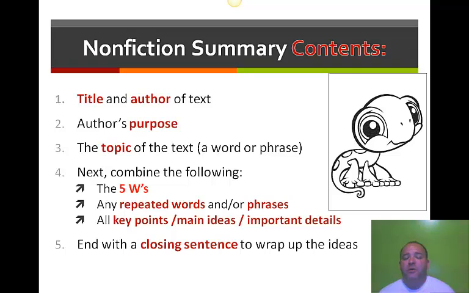It's the same with repeated words and phrases. You don't want to tell me some of the repeated words in this story were Android, phone, Apple. Okay? But you want to reuse some of those repeated words in your summary to kind of explain or help you convey what the author was trying to get across. You need to have all the key points, main ideas, and important details from the story. We don't want you to copy the entire story down, but we need to have the key points and main ideas from it. And finally, you're going to end your summary with a closing sentence to wrap up the ideas.